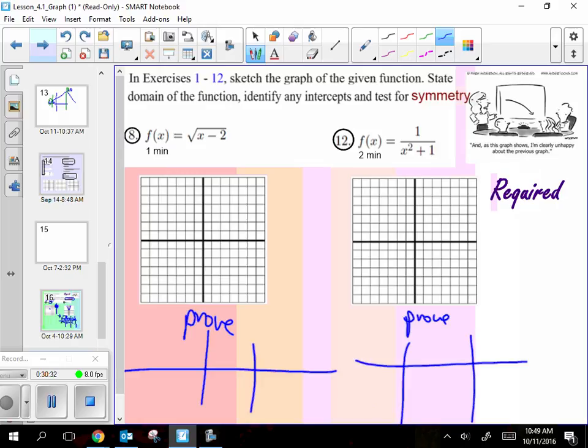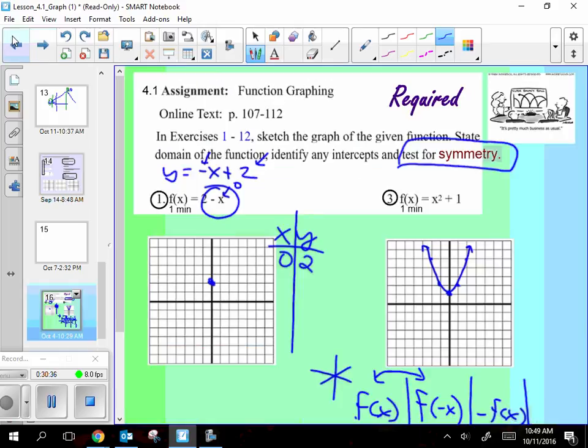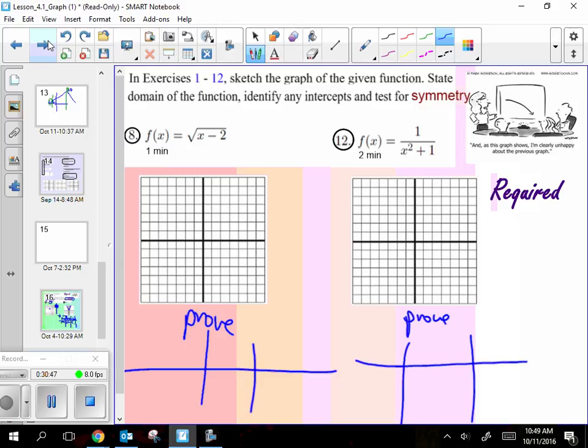Question? 8 and 12 on this page, and then the other one, number 3. I don't need you to prove number 1. That's too simple. But all I'm asking you to do is 3 of those charts for 3 and 8 and 12.